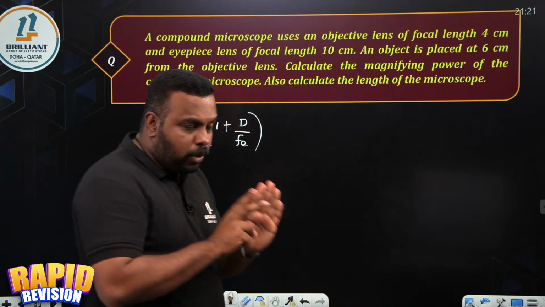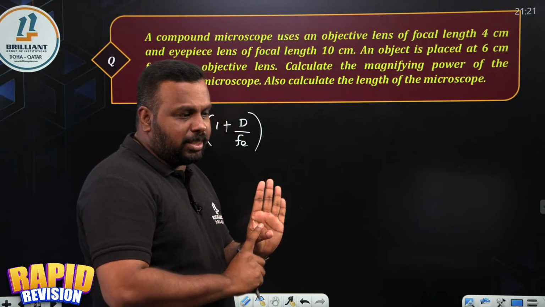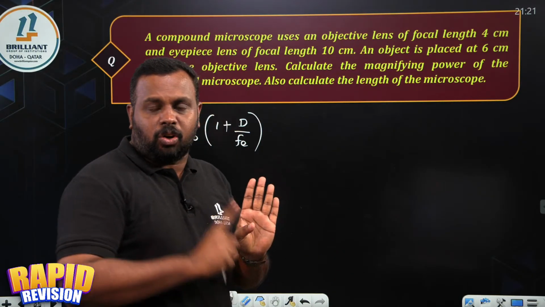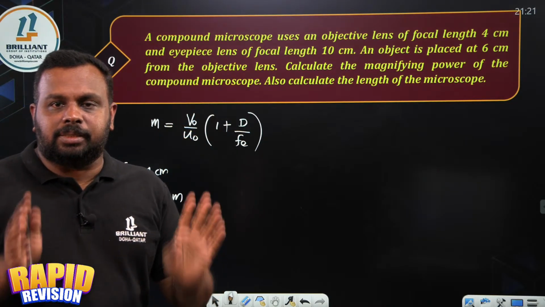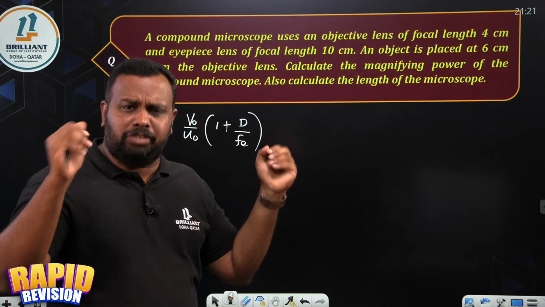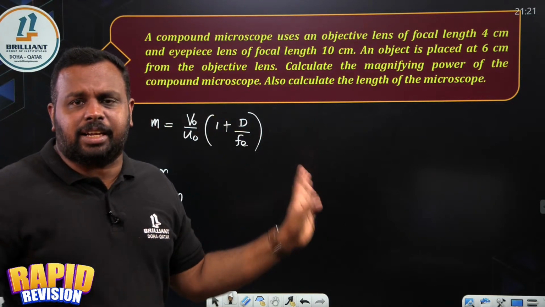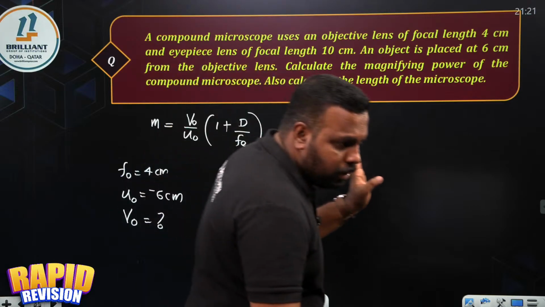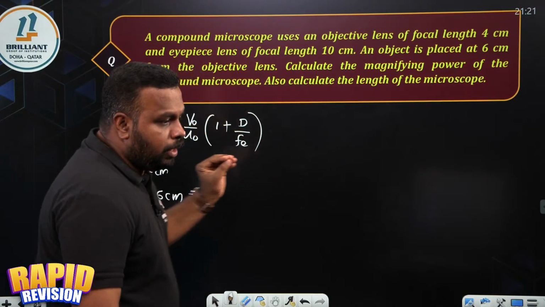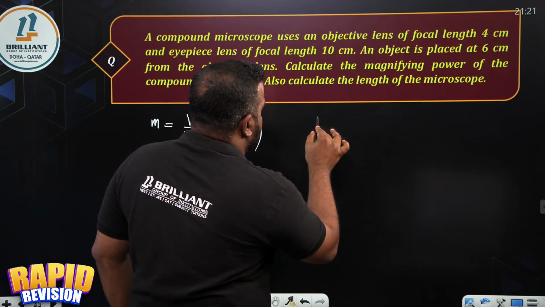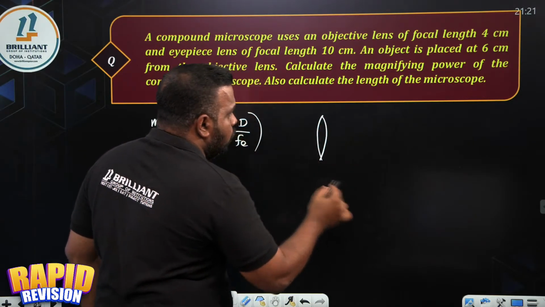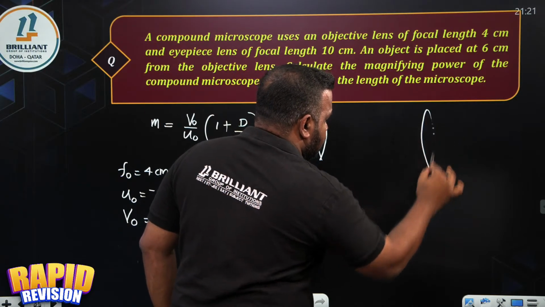Vigneshwaran, what I said is convex, whether mirror or lens, means focal length is positive. Concave, mirror or lens, is negative. Fix it. Concave is negative, convex is positive. Okay. So the length of the microscope is the distance between objective and eyepiece.